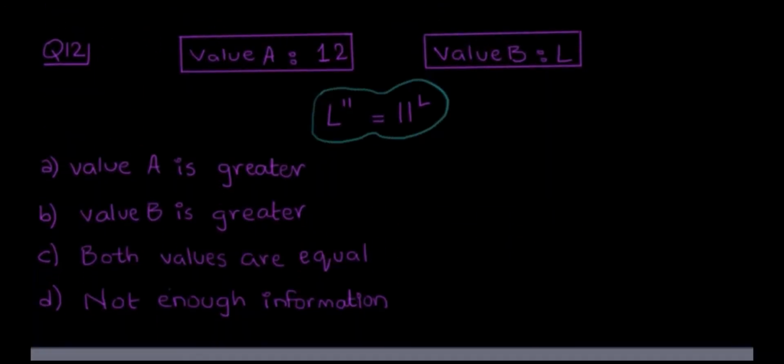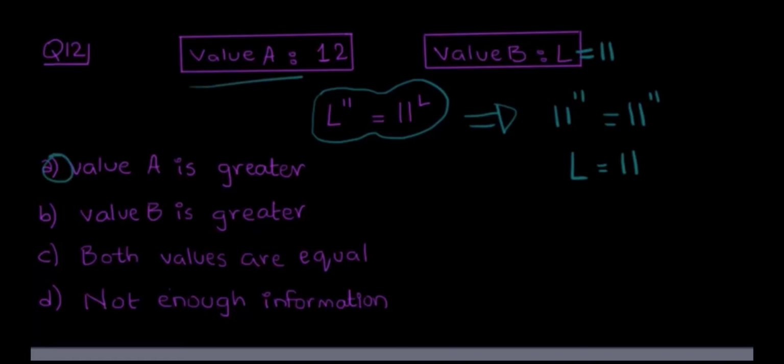They just go like a letter to the power of a number equals a number to the power of a letter. The only way possible that these two things are equal to each other when it's 11 to the power 11 is 11 to the power 11. So basically, the letter is the same thing as the power. The value of the letter is the same thing as the power, in which case value A is greater, which is 12, and value B is 11.